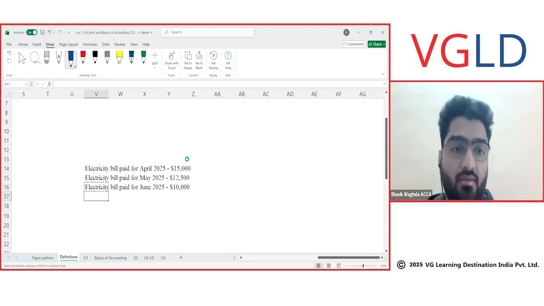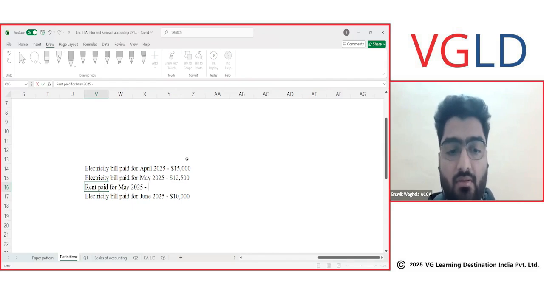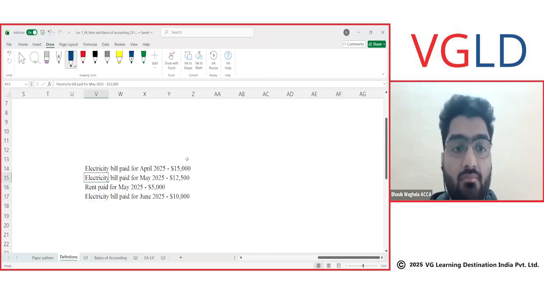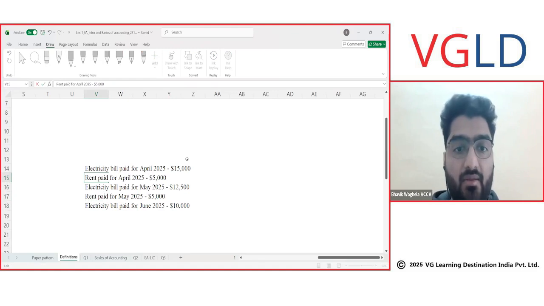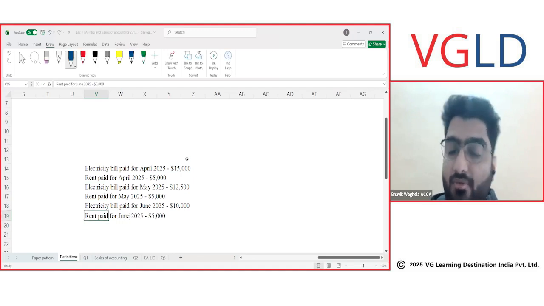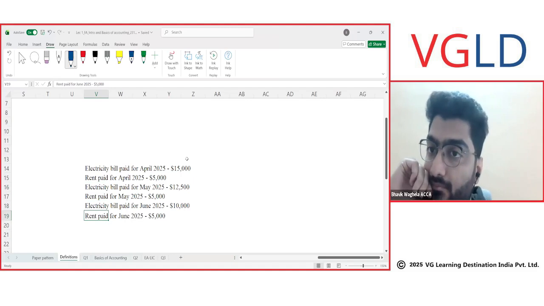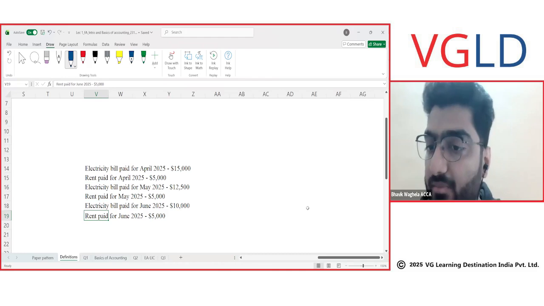He also told me one thing, that we have rent paid for May 2025, $5,000. Rent paid for April 2025, 5,000. And rent paid for June. Now he gives me this information. I told him to give information on the total electricity bill that we have paid so far.